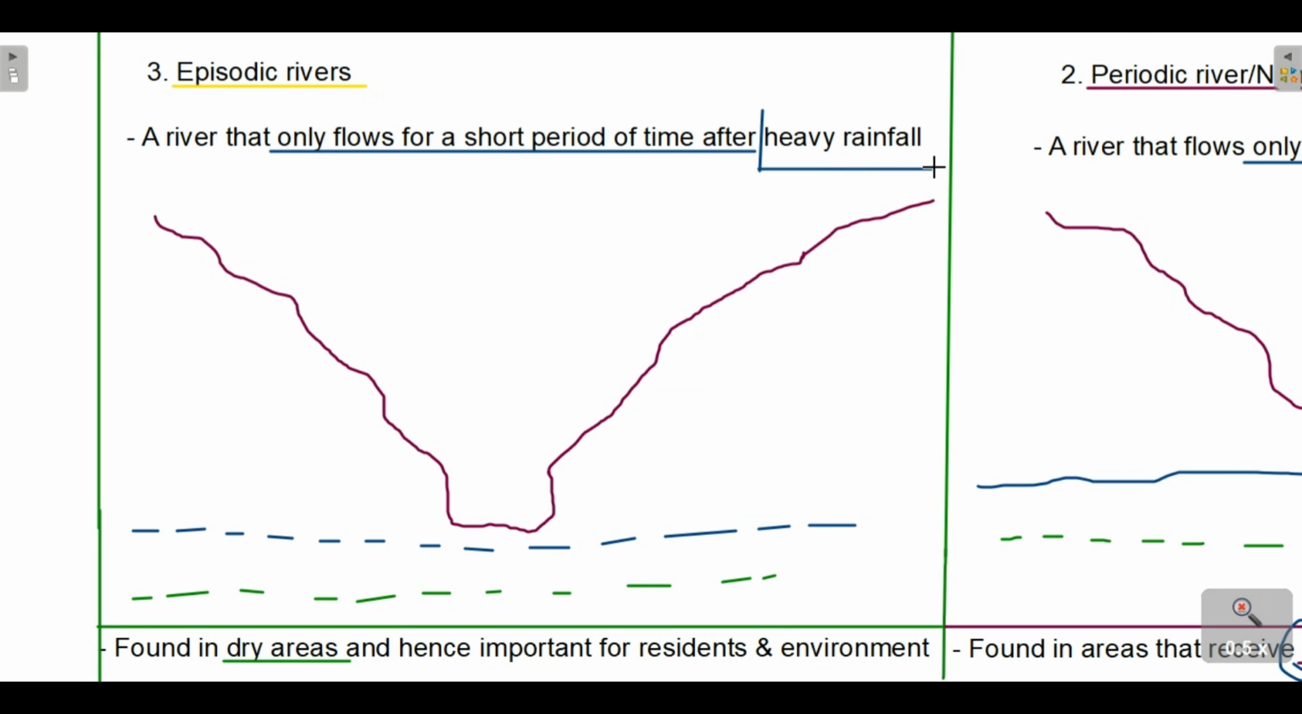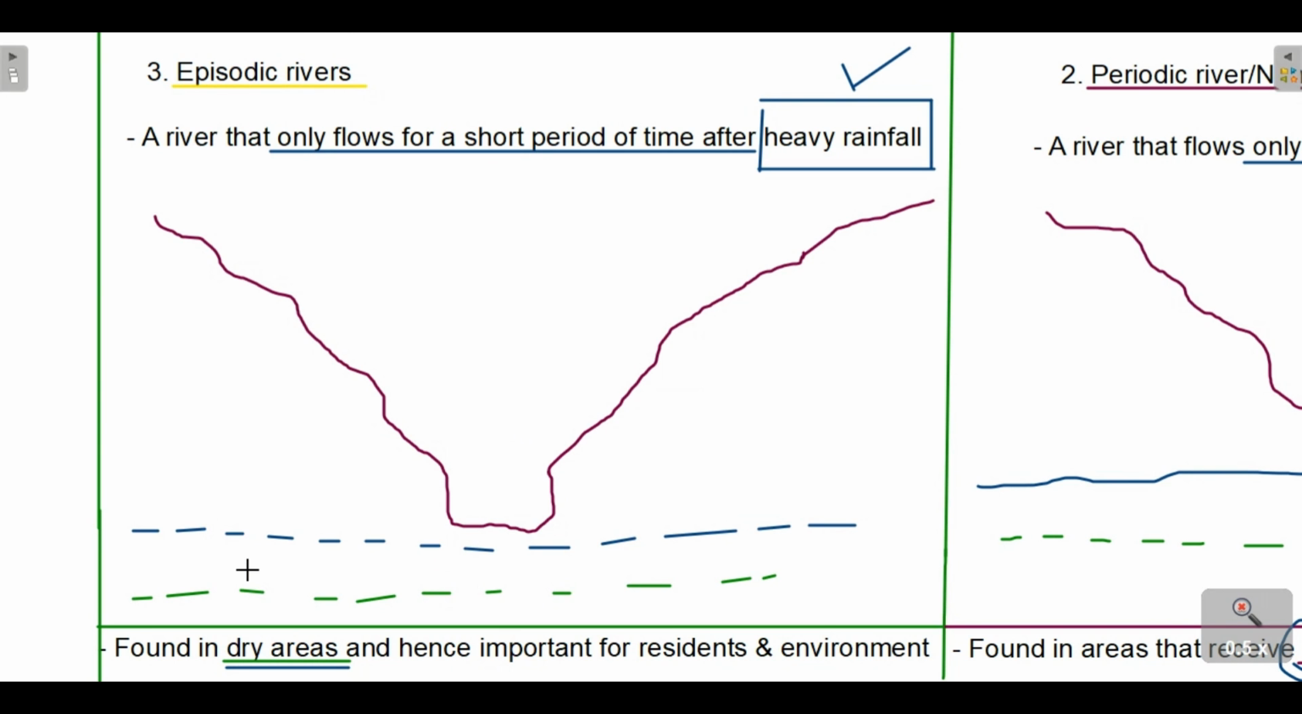So that means there has to be a heavy rainfall. It doesn't matter whether it is the dry season or the wet season. The only time that this river will be filled with water is after a heavy rainfall, right? So that is what we call an episodic river. It's found in dry areas, and dry areas usually do not receive a lot of rainfall. But when they do, these rivers flow. That's what we call episodic rivers.